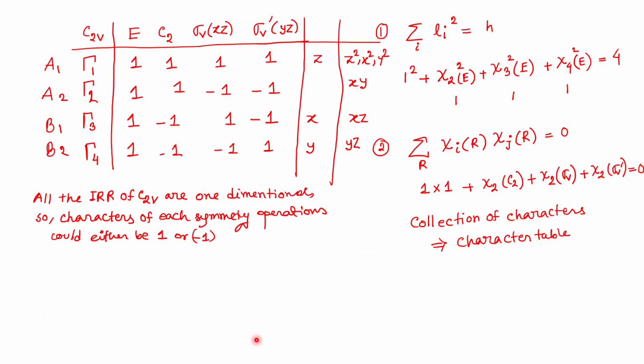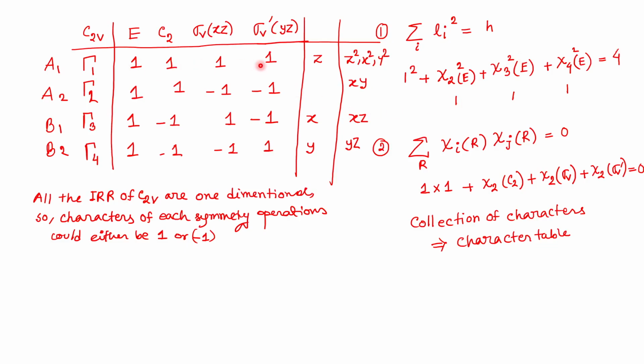Now I'm not going into the depth of it. This is the character table for C2v, and this has been constructed using the great orthogonality theorem. The first thing was that we have put the totally symmetric one. So there is always going to be one representation which is going to be the totally symmetric one.